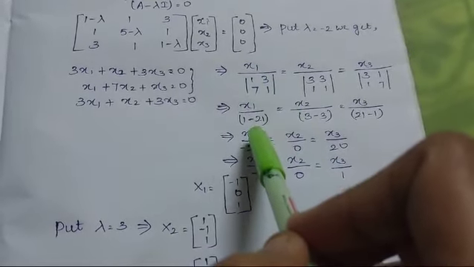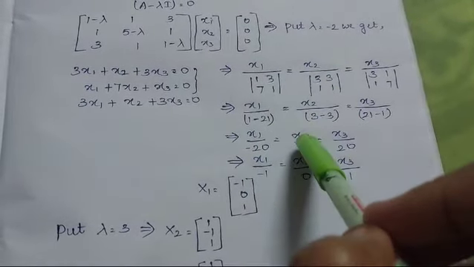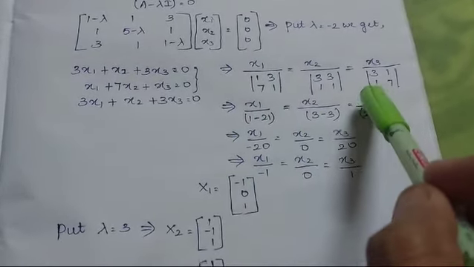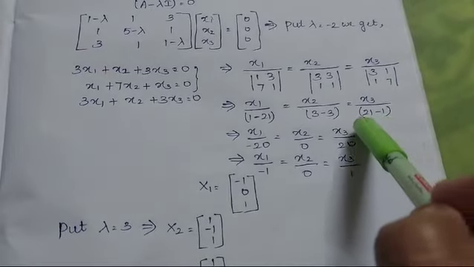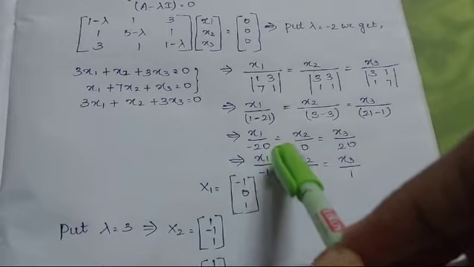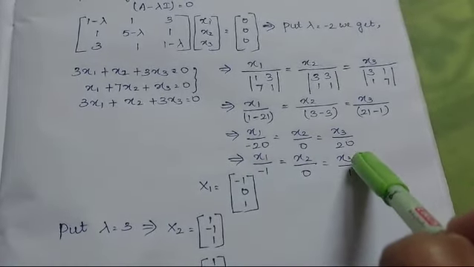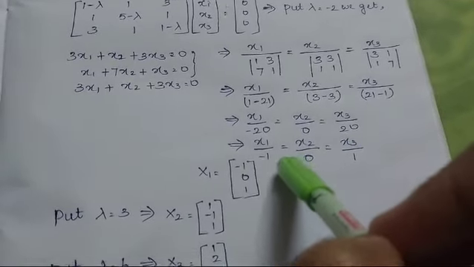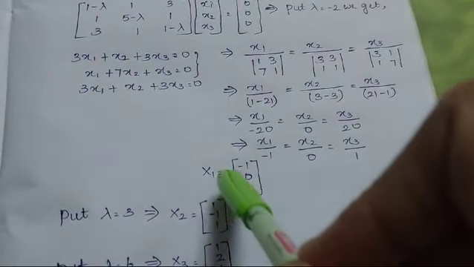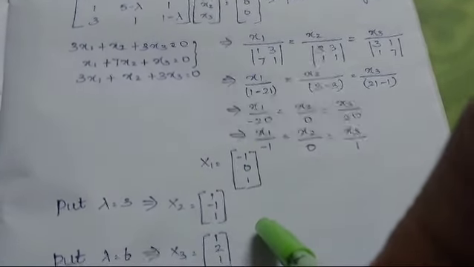Then x1 divided by 1 minus 21. In the same way, x2 divided by 3 minus 3. In a similar way, x3 divided by 21 minus 1. We get x1 divided by minus 20, that is equal to x2 divided by 0, that is equal to x3 divided by 20. We cancel, and we get the first eigenvector x1: minus 1, 0, 1.